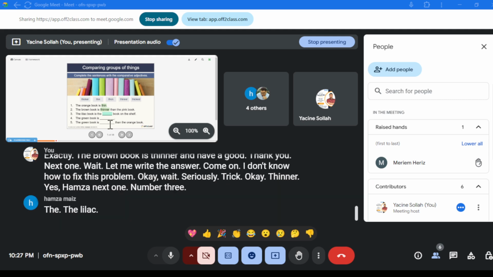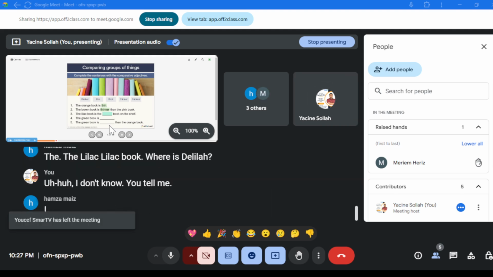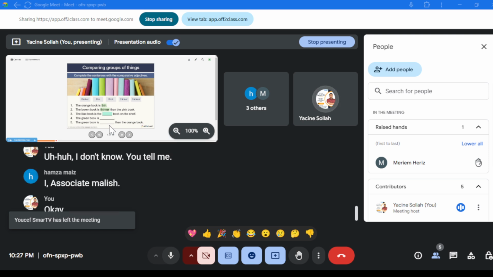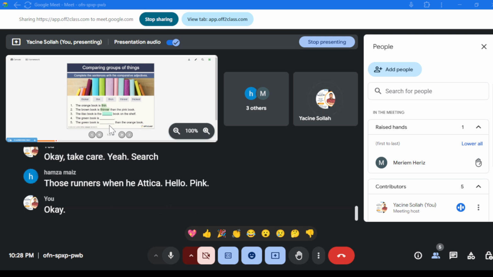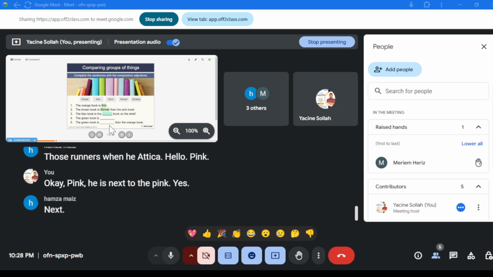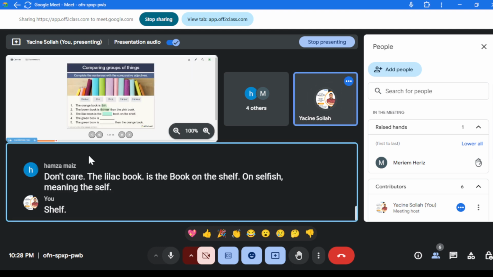The lilac book. Where is the lilac? I don't know, you tell me. I search it. Okay, take your time. It is next to the pink. Okay, pink. Next to pink. Yes. So the lilac book is the book on the shelf. On the shelf. What does shelf mean? Shelf is the place where you organize your books.